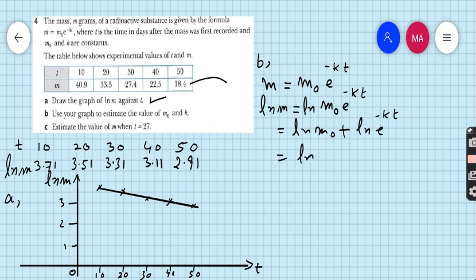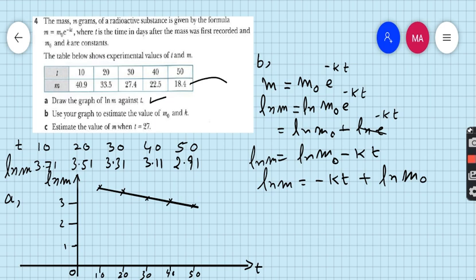So ln m naught plus ln e cancel, so it should be minus kt, or we can write ln m is equals to minus kt plus ln m naught.